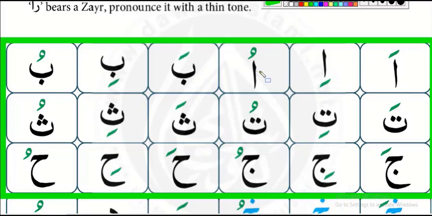Hamza, fatha, a. The second box is hamza, kasra, e. The third box is hamza, damma, u. Now we say it together: a, e, u.